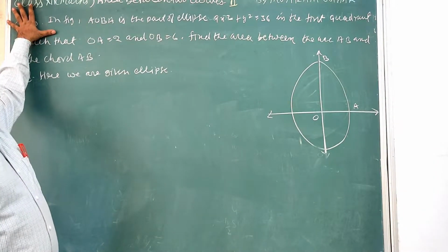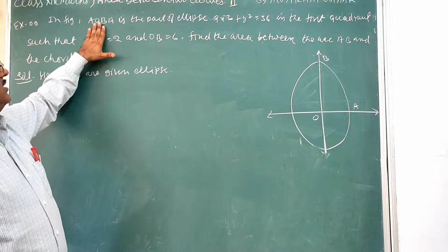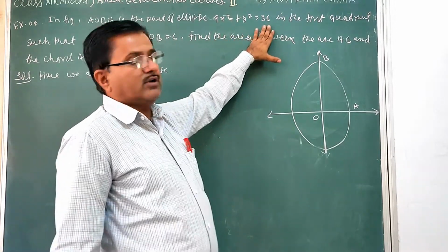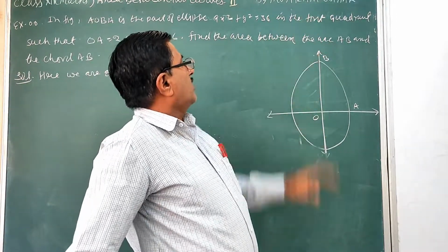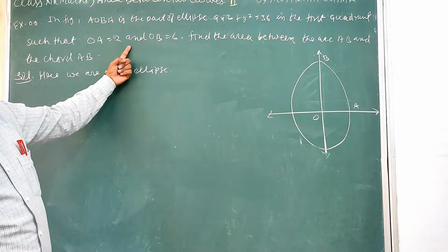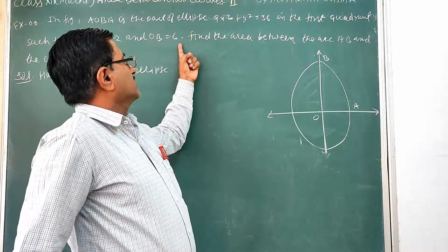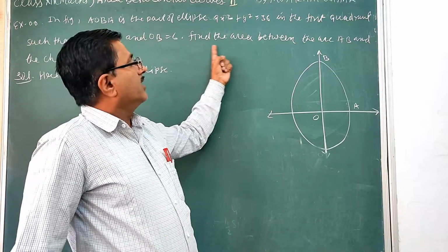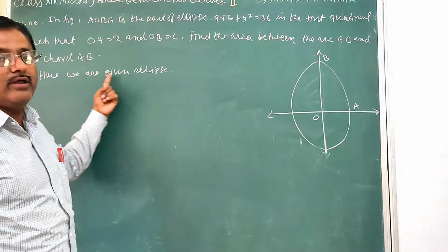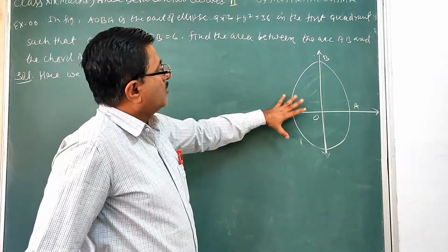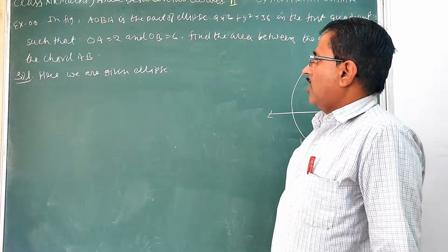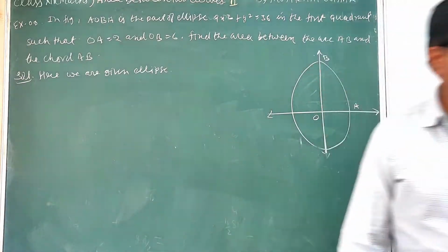Example: in the figure AOBA, in the first quadrant of the ellipse 9x square plus y square equal to 36, OA equals 2 units and OB equals 6. Find the area between the arc AB and the chord AB. So let's see how to find the area between the given arc and chord AB.